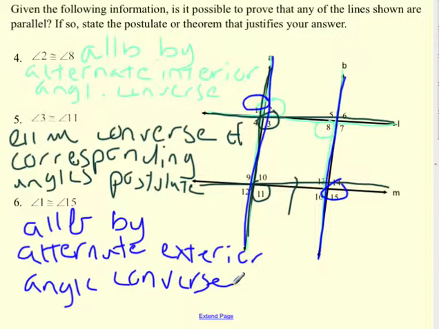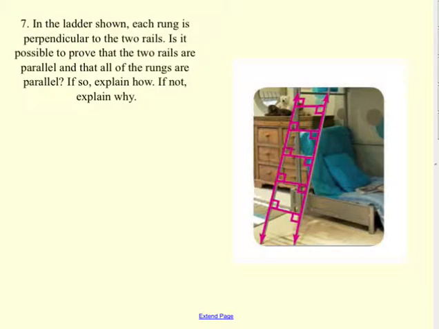Moving forward, let's take a look at those word problems. In the ladder shown, each rung is perpendicular to the two rails. Is it possible to prove that the two rails are parallel and that all of the rungs are parallel? If so, how? Explain. What we're noticing is here are our two parallel lines.